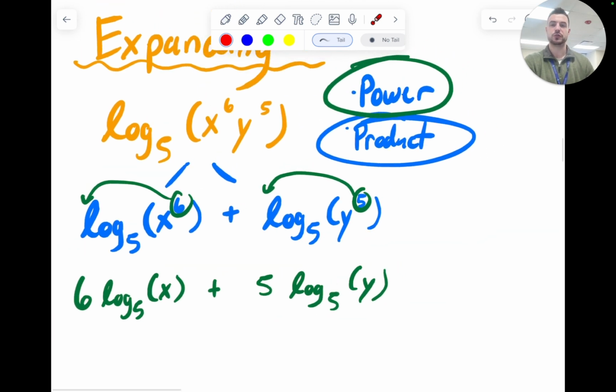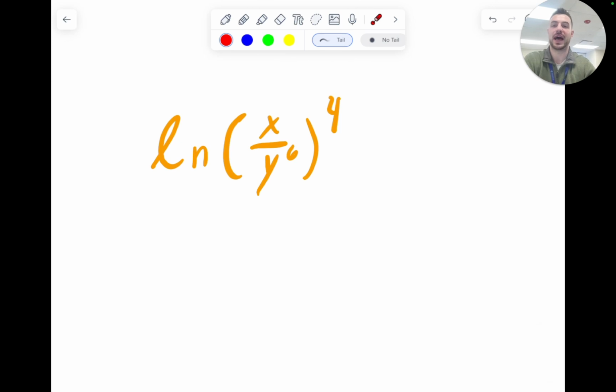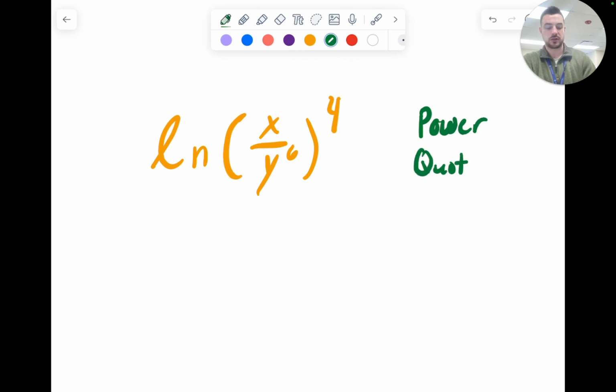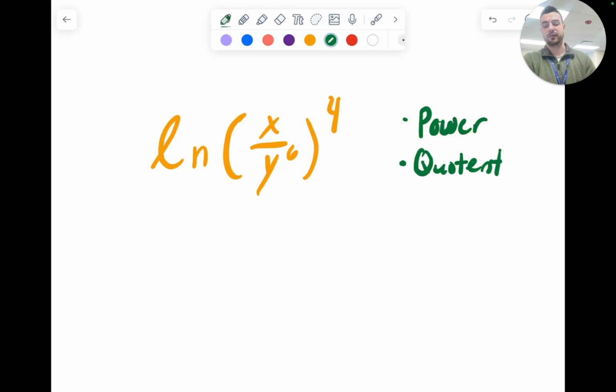All right, so that's essentially what these problems are going to look like. We've got some more examples we can do. Now we have the natural log of x divided by y to the 6th, all raised to the 4th power. Hopefully we see that we have the power property once again, and now we have the quotient property because we have division. We need to decide which one we're going to do first. We might actually end up doing this multiple times. Because this 4 is the exponent of everything on the inside, we need to use our power property first.